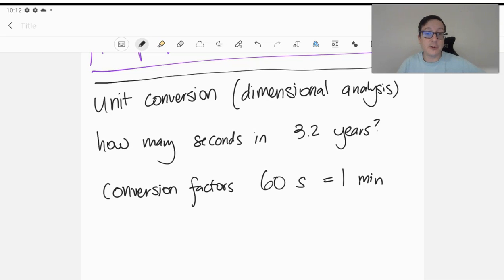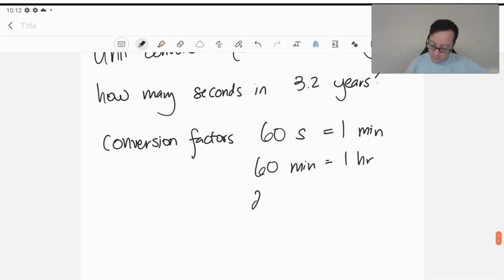By and large, a lot of the conversion factors we will use will be metric prefixes, so how many meters in a kilometer, but that's not necessary here. So, we now know seconds to minutes. Do we know minutes to years directly? Probably not. But we know we can go closer to years, right? We know that 60 minutes is 1 hour. And we know that 24 hours is 1 day. And we'll assume all of these are regular.